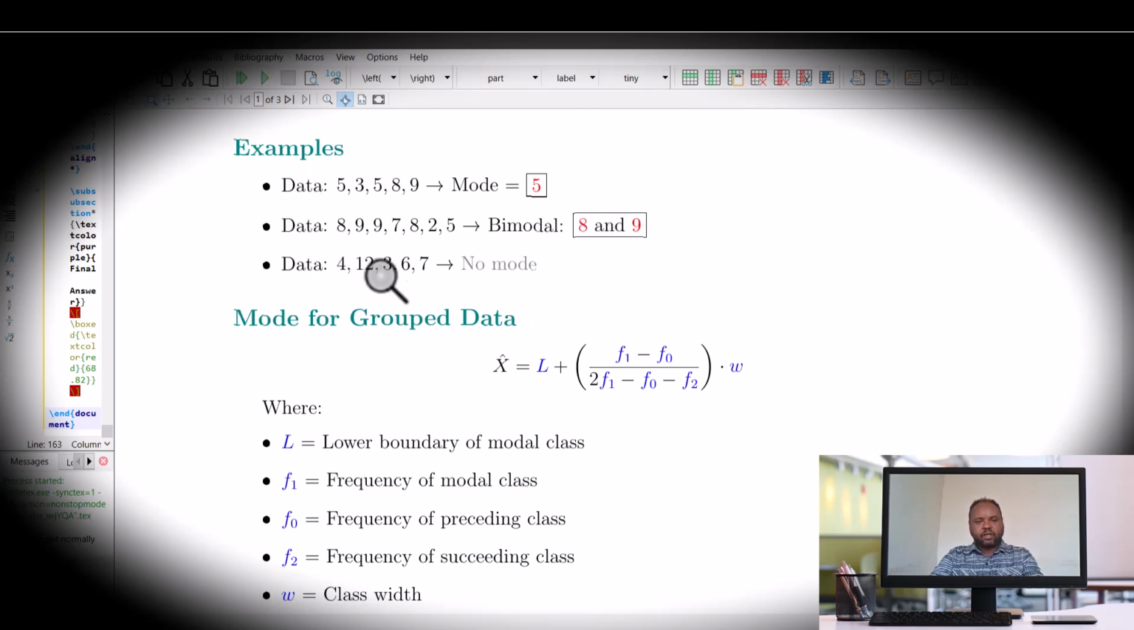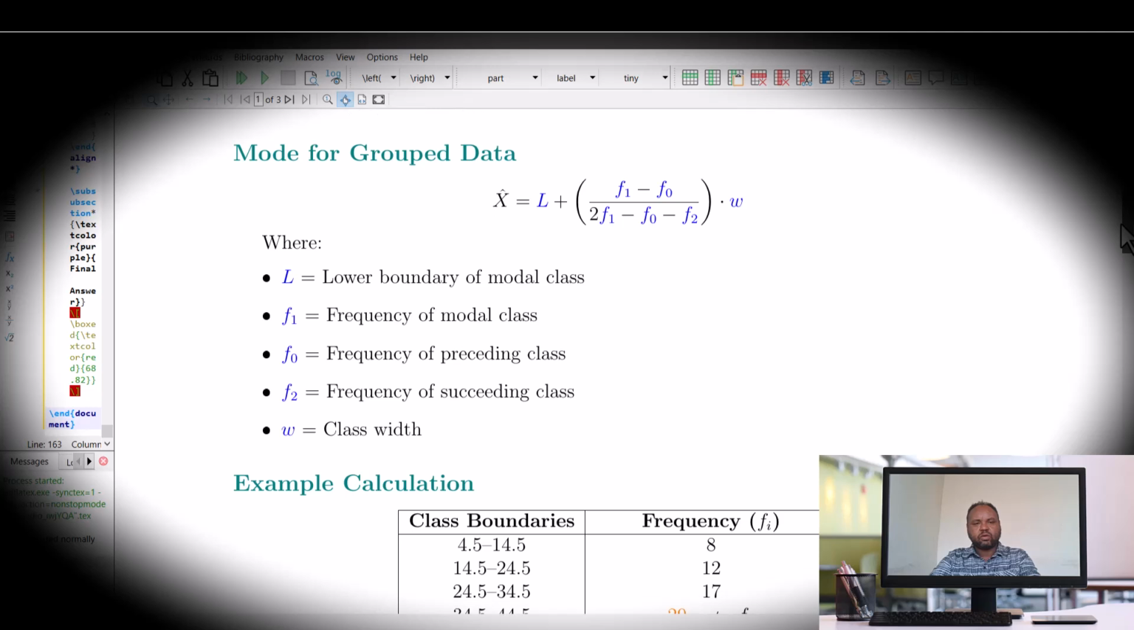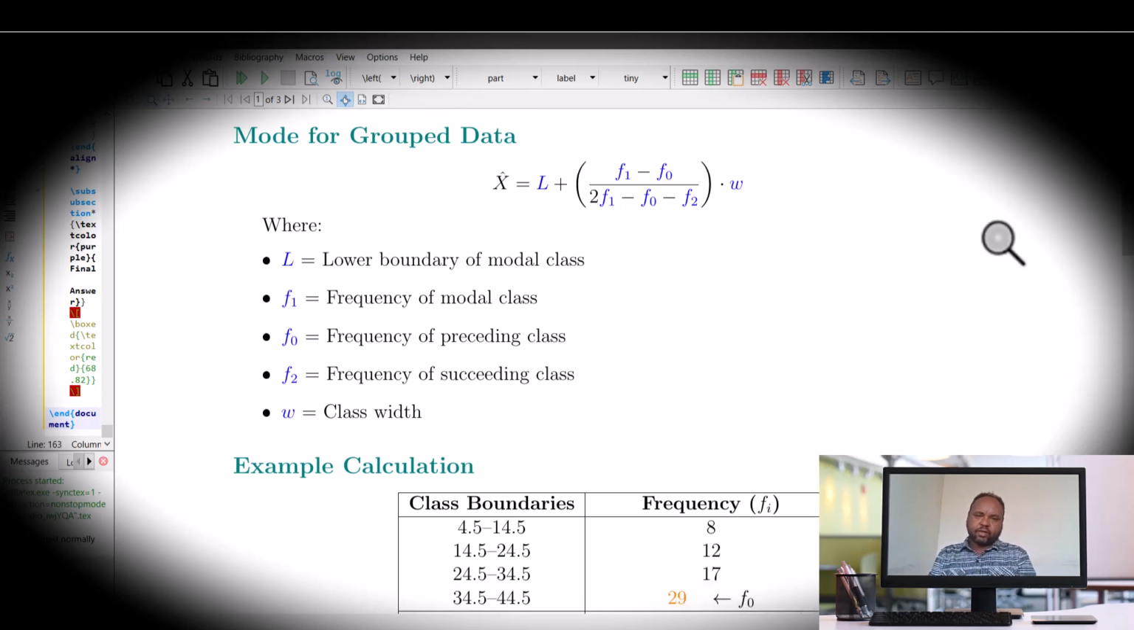In the third data set, all values occur once. So this data set is said to have no mode. These are super easy. So let us proceed to the computation of mode from group data.